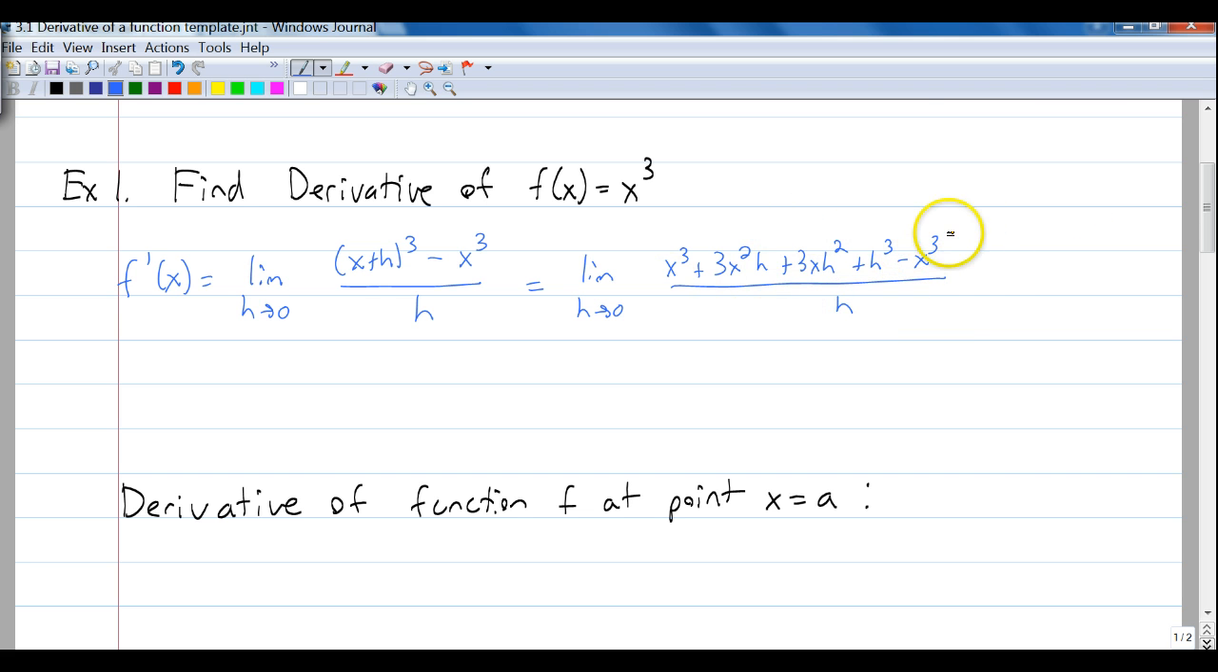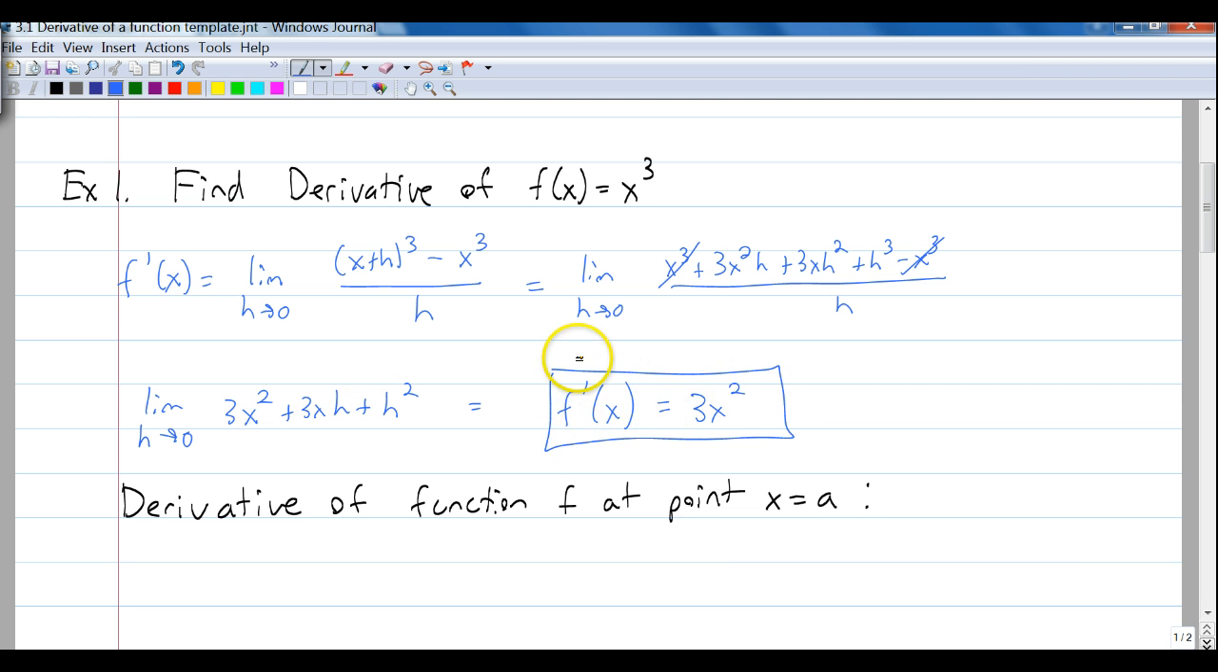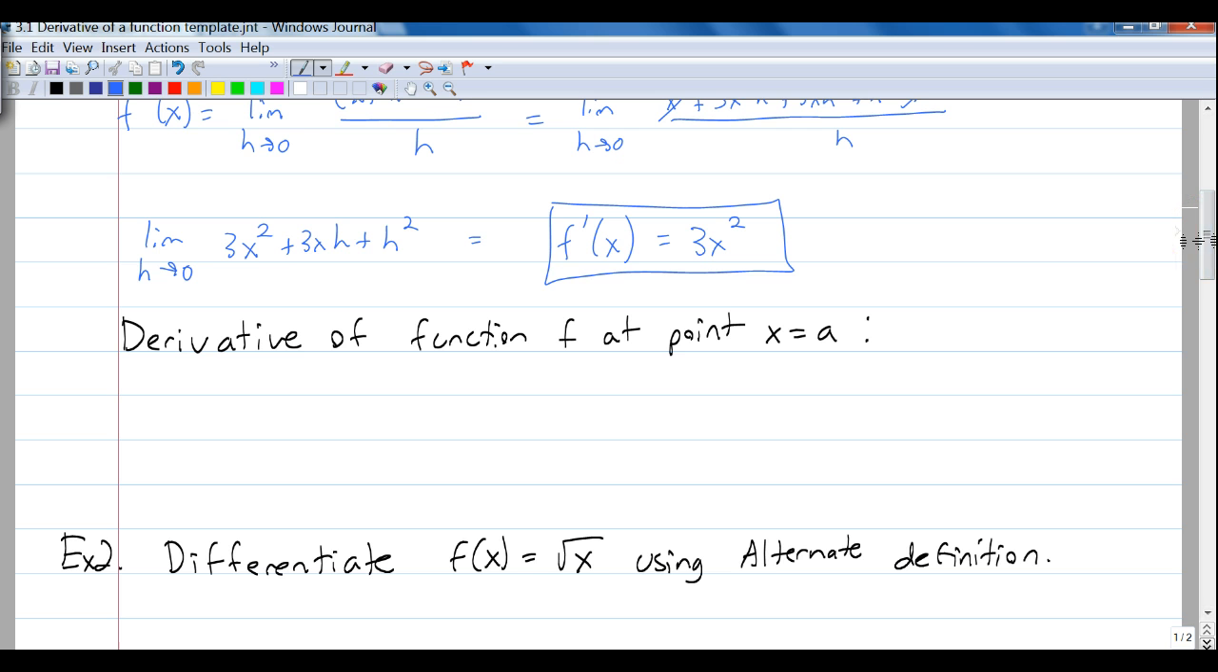The x cubes cancel, and so those cancel. Everything else you can cancel an h out, so I have the limit as h approaches 0 of, if the h's cancel out there, we have 3x squared plus 3xh plus h squared. Put a 0 in for h's, and we get that f prime of x is equal to just 3x squared. So the derivative, or the rate of change, is 3x squared. And then again, if you want to know at a point, you could plug in your point at this time and figure out what the derivative is at a specific point.